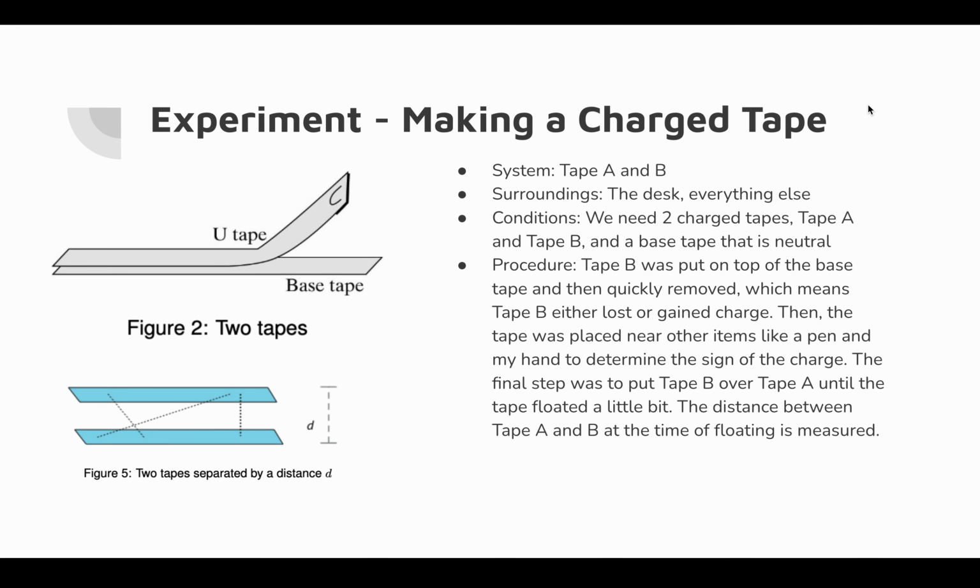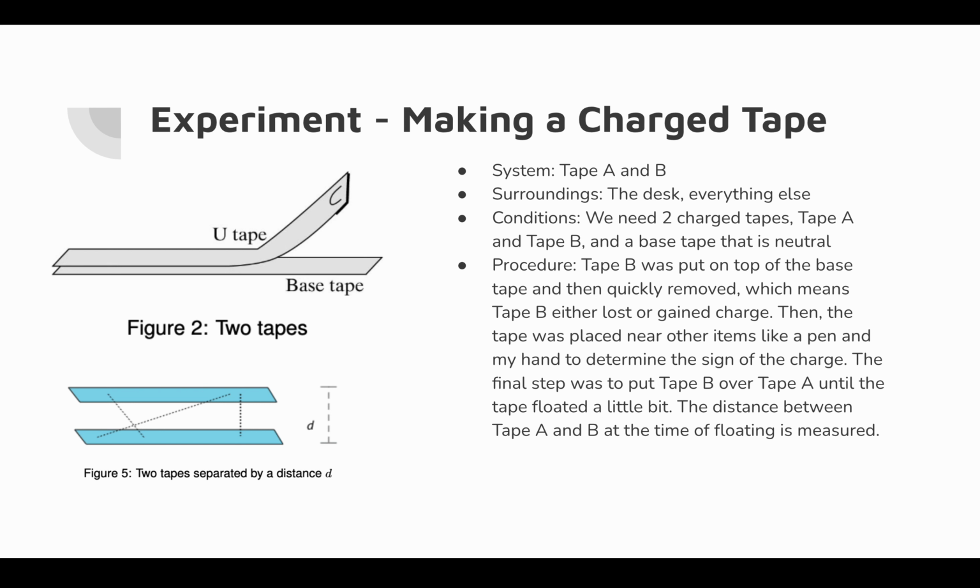As far as the experiment goes, we're making a charged tape, and we can define the system as two pieces of tape, tape A and tape B, and then the surroundings can be the desk and pretty much everything else. And the conditions are just going to be that we need two charged tapes and a base tape that is neutral, so we can have a standard surface to put the other two tapes on.